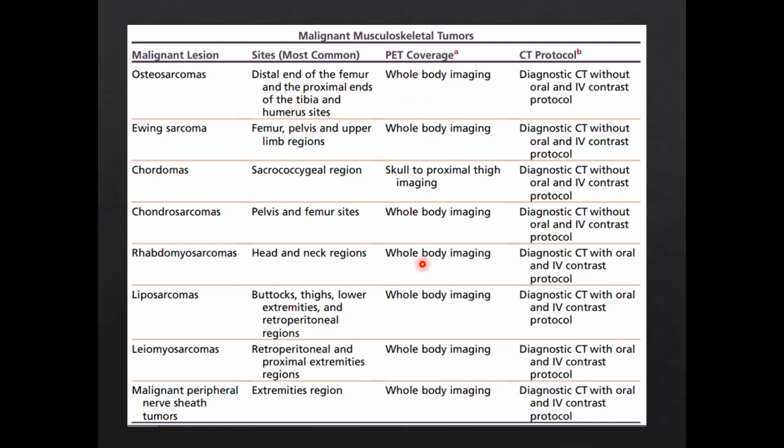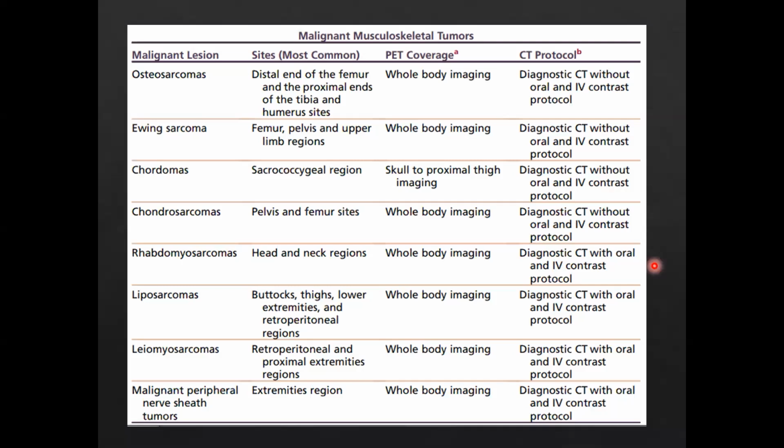All of them are whole body, and the CT protocol is most of them. Here what has been mentioned is diagnostic CT without oral and IV, but still in our center it is advisable, and we do follow the proper protocol of giving oral contrast as well as IV contrast.